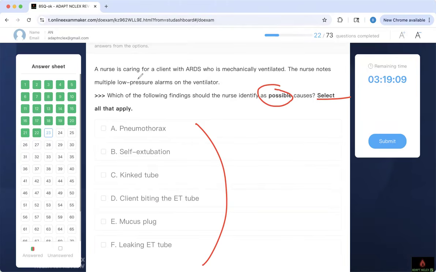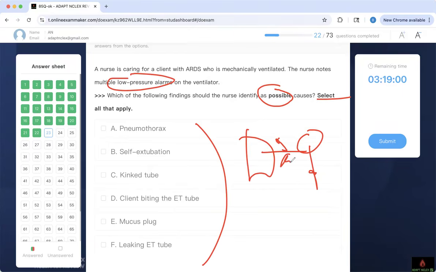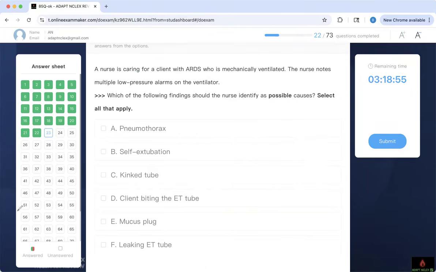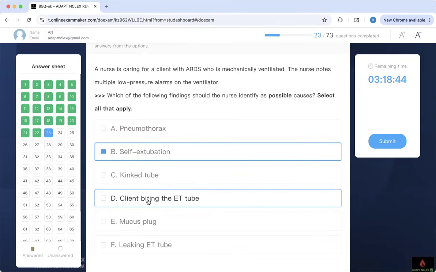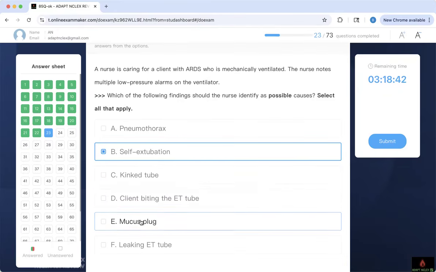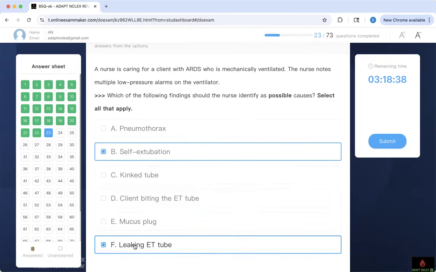What is the key fact? Low pressure. When you have a ventilator on the patient, low pressure means there's a leakage. That's all. Our patient does not have the tube anymore, therefore look for low pressure. If you have pneumothorax, there's high pressure. If you self-extubate, low pressure. If there's a kink, there's a blockage, high pressure. If the client bites the tube, high pressure. If there's a mucus plug, there's high pressure. If there's a leak, low pressure.